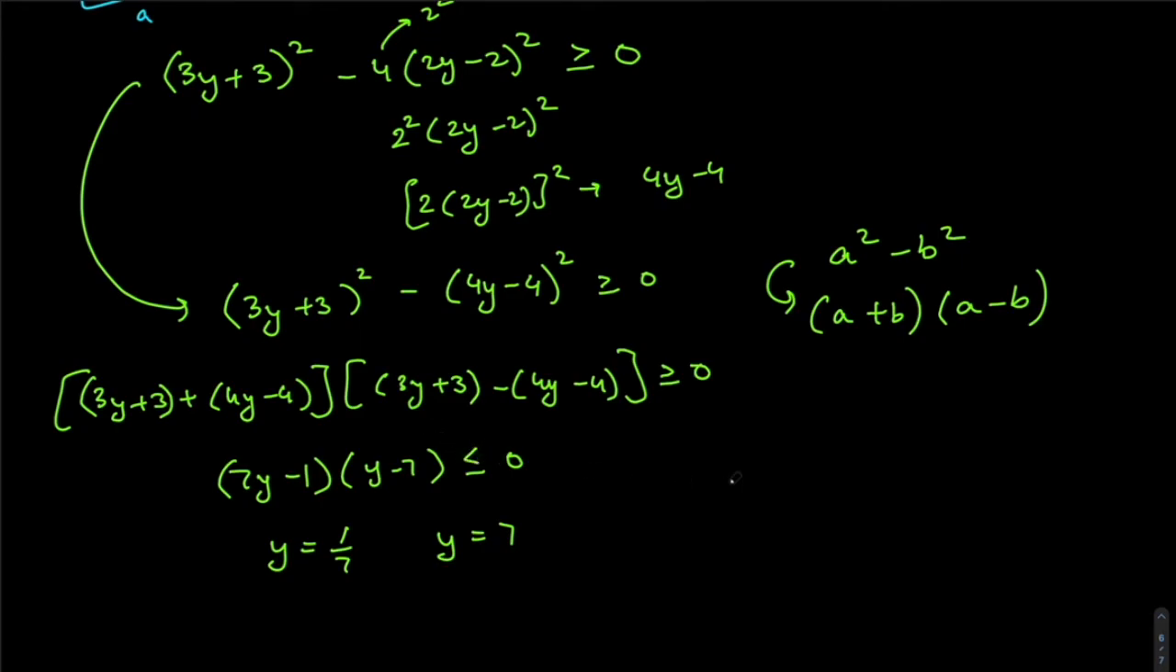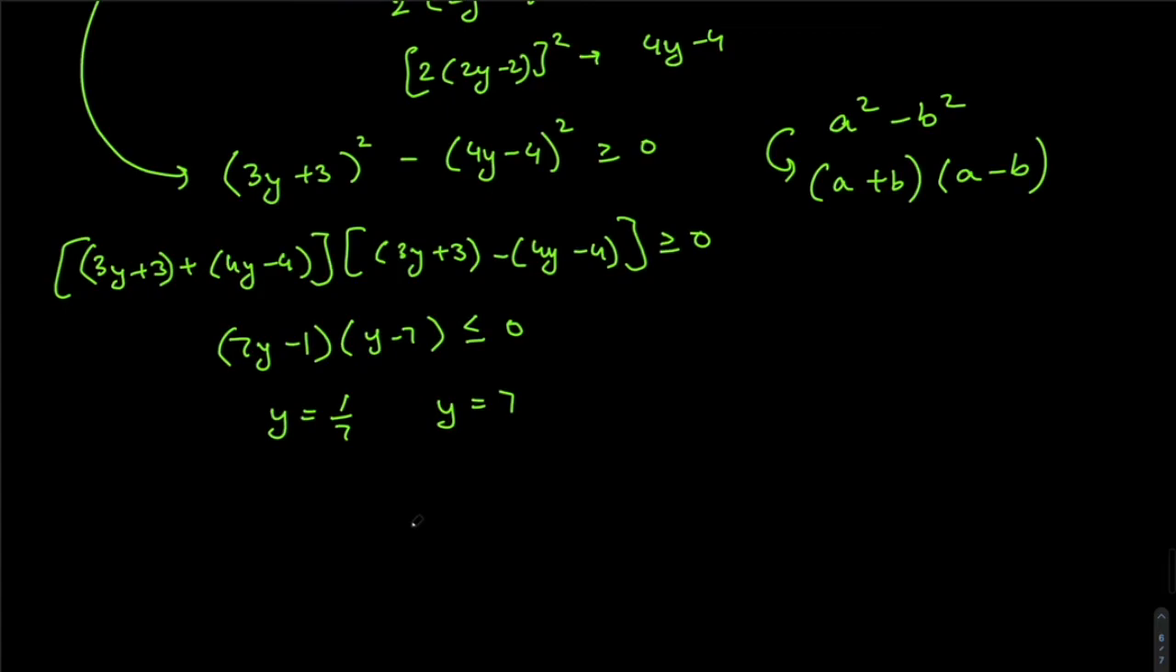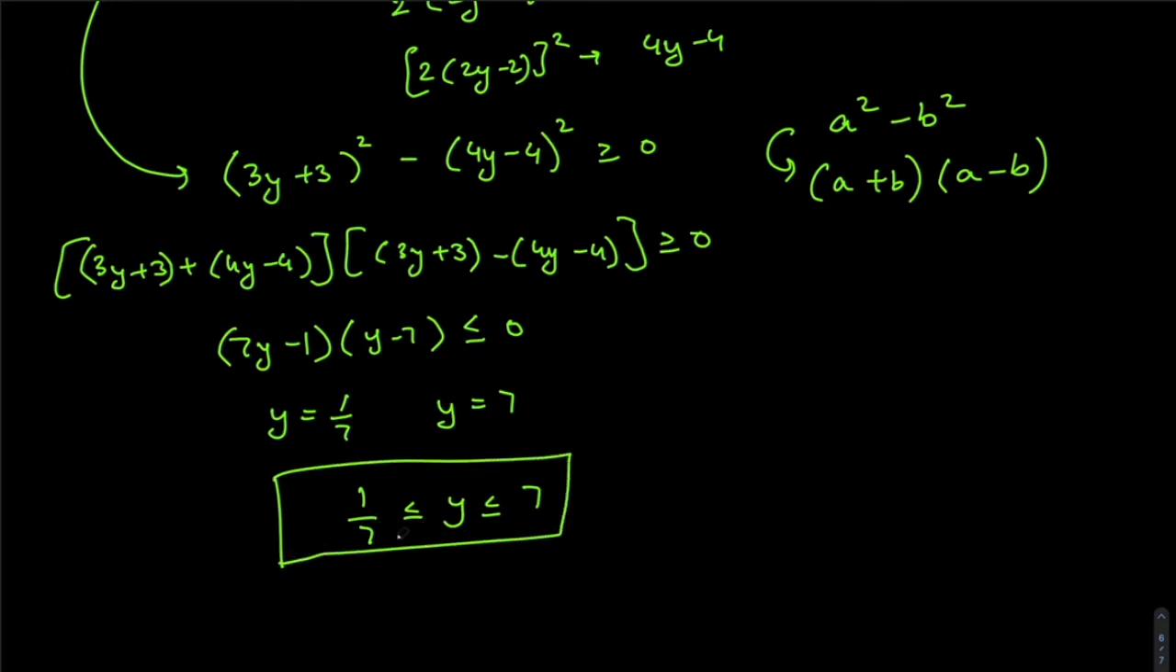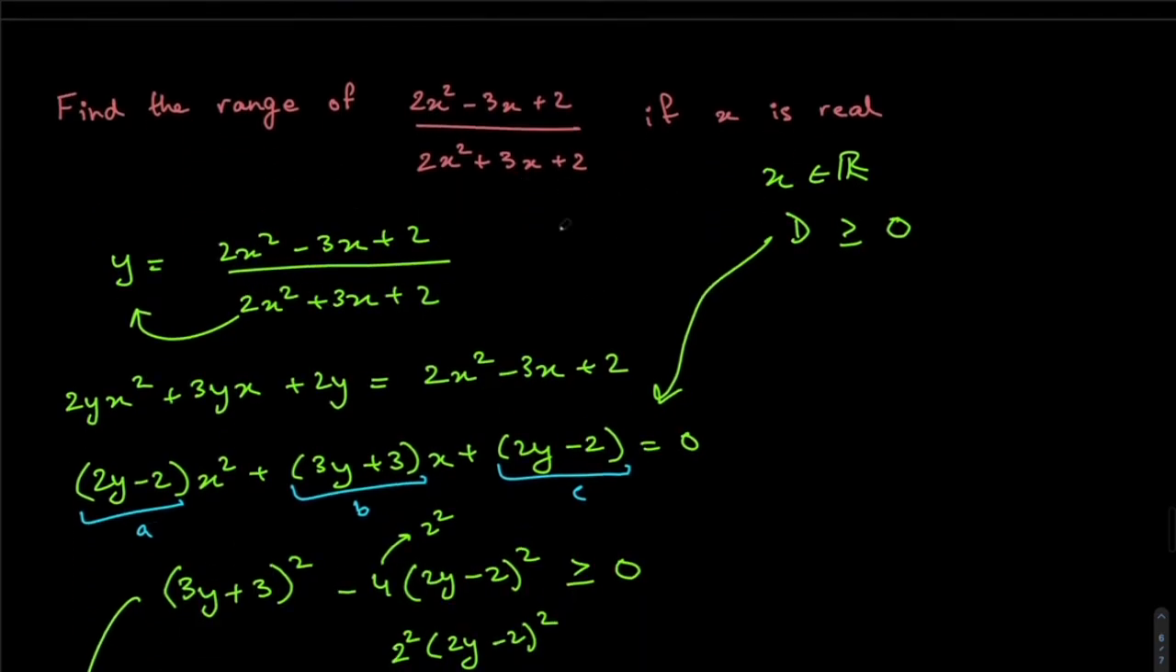Now I'm not going to explain how making the inequality, whether it's inside between them or outside them, you can figure that out on your own as well. So at the end of the day, the value of y is going to be between, including, 1/7 and 7. So that's going to be my final range. All right, so that answers the question of how to find the range of this entire rational function.